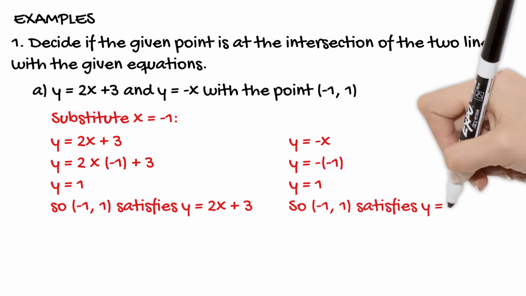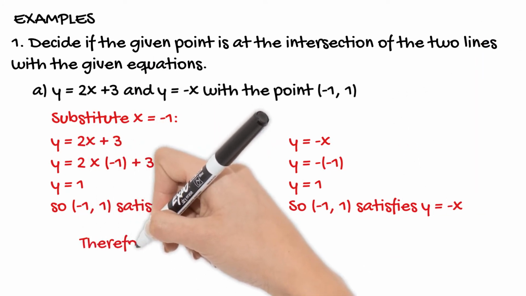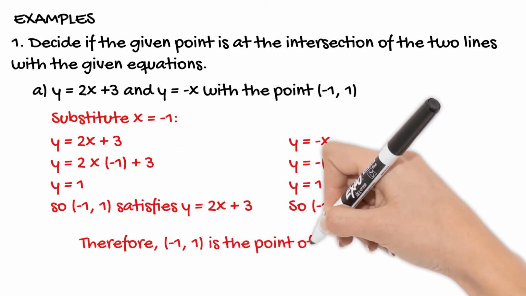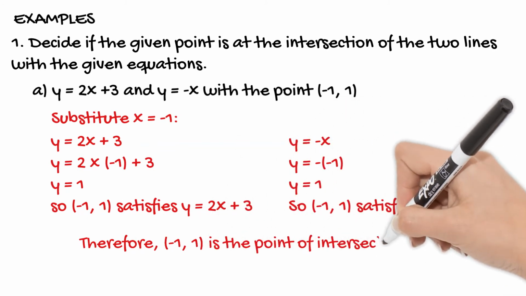It's important to write a finishing sentence for your solution. So you say, therefore, negative 1, 1 satisfies both equations, or therefore, negative 1, 1 is the simultaneous solution to these equations.